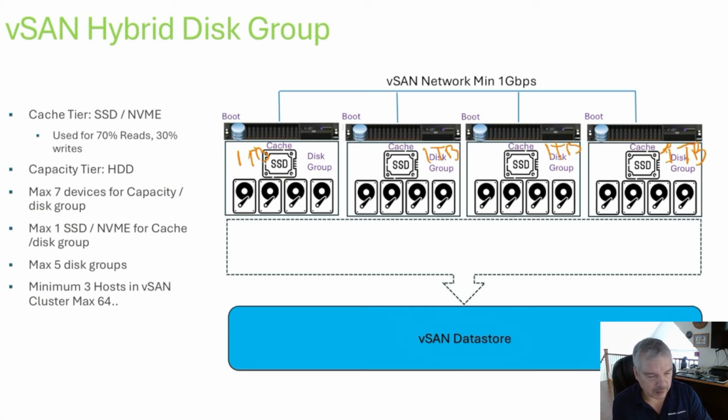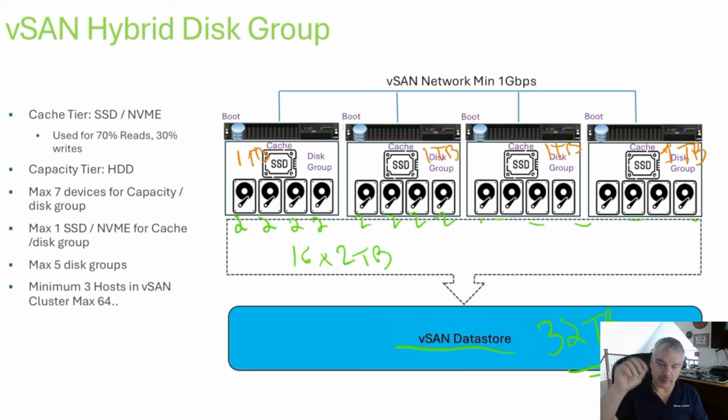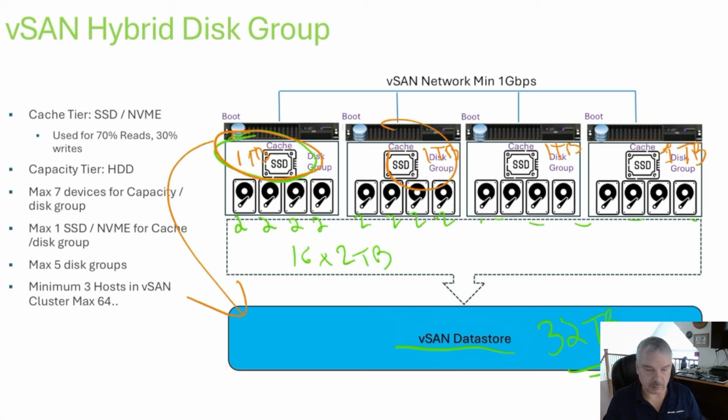And the capacity disks here, let's say they're 2 terabytes each. These are all 2 terabytes in size. So I got 4, 8, 12, 16 of them, right? So 16 times 2 terabytes. This vSAN data store would be 32 terabytes in size, minus a little bit for metadata and overhead and stuff like that. The cache disk does not add to the capacity, right?